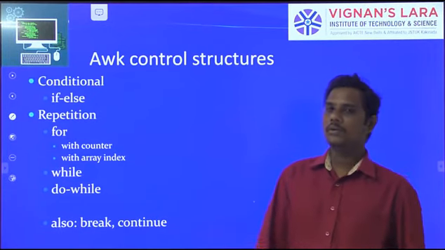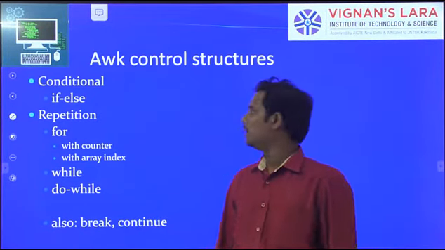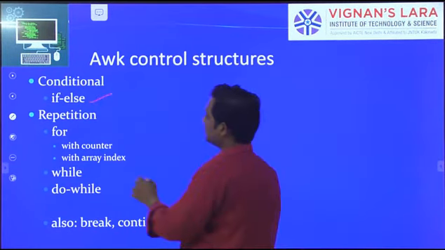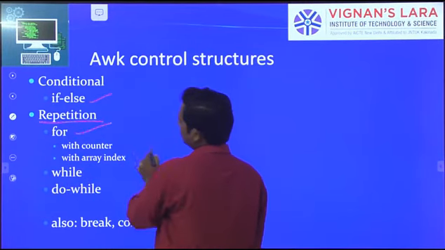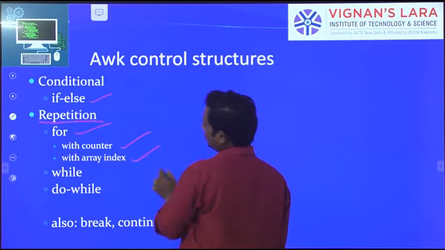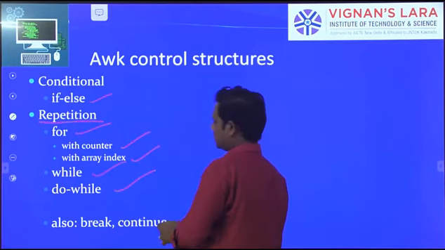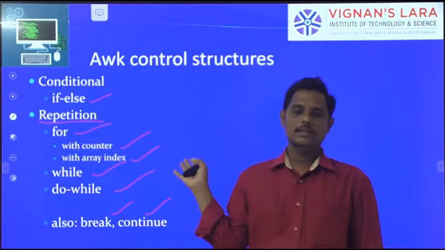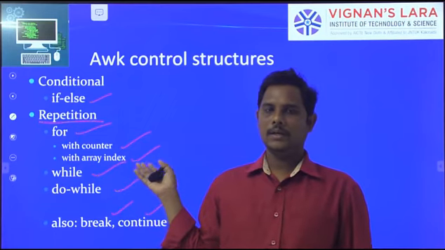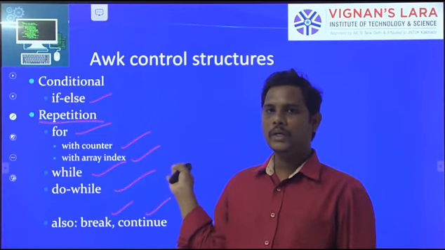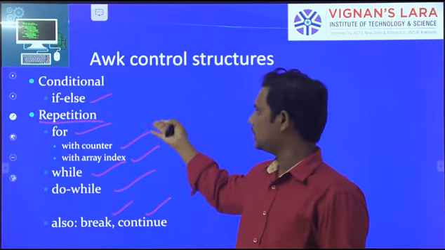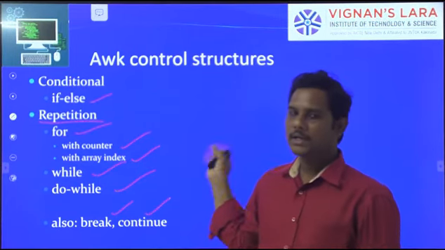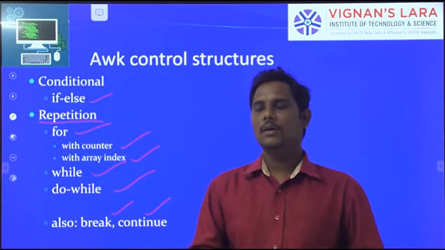Okay, next, control statements. You know control statements. Here there are conditional statements: if, else, else if statements. Repetitive statements: for statement, without a counter, with the array index, while statement, do while statement, break and continue statements. These are very familiar in each and every programming language, I think. So here also we can use them. How we can use them, I will show you. You know the meaning of the if else statement, for statement, while statement, do while statement, break and continue statements.